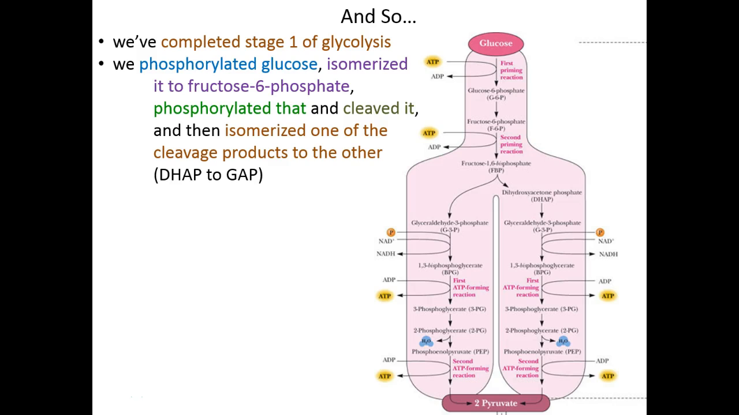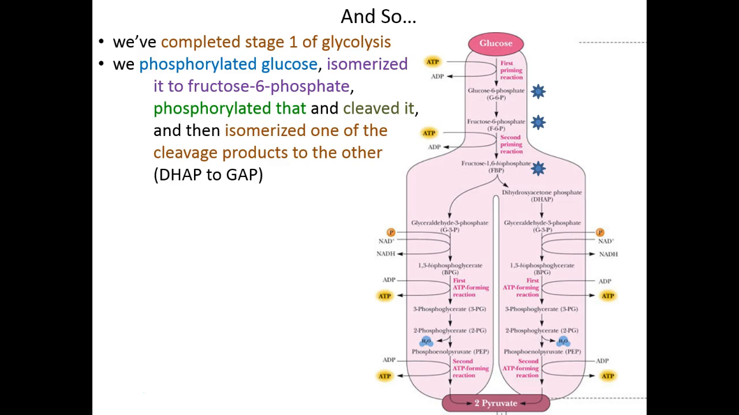So let's talk about what we've seen so far. We've completed stage 1 of glycolysis, the first half of glycolysis. We began with glucose, and that glucose was phosphorylated to glucose 6-phosphate by the enzyme hexokinase. Glucose 6-phosphate was then isomerized to become fructose 6-phosphate. Nothing gained, nothing lost, just a rearrangement of the constituent parts. Fructose 6-phosphate was then phosphorylated once again to become fructose 1,6-bisphosphate. The enzyme responsible for that was phosphofructokinase, or PFK.